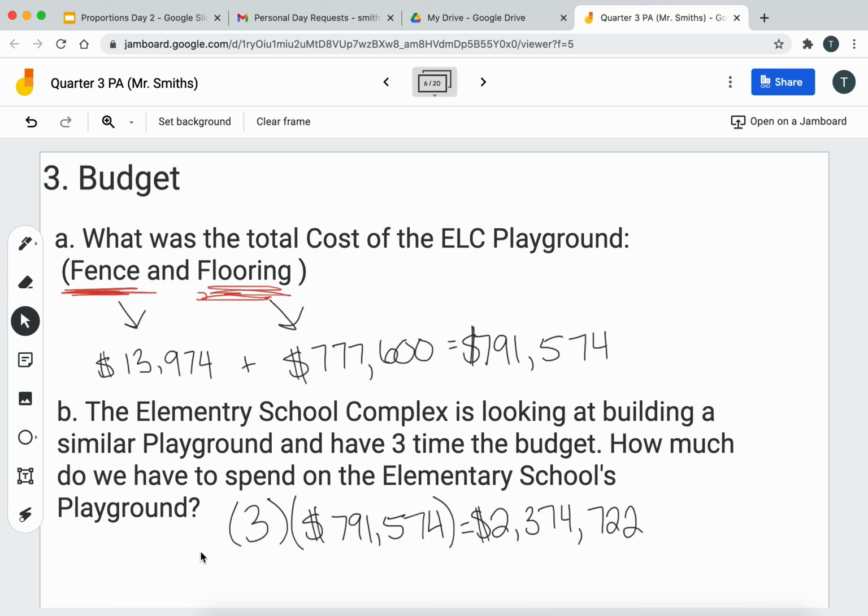The elementary school complex is looking at building a similar playground and has 3 times the budget. How much do they have to spend for the elementary school's playground? So if they have 3 times the budget, I'll take the budget I have for the ELC, $791,574, and multiply it by 3. This is $2,374,722.